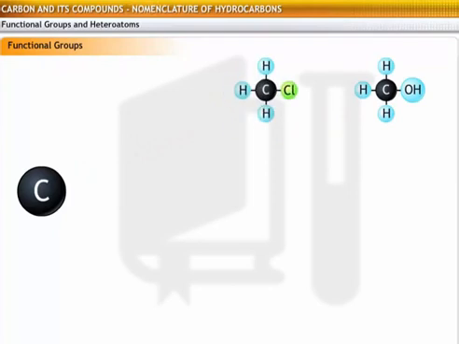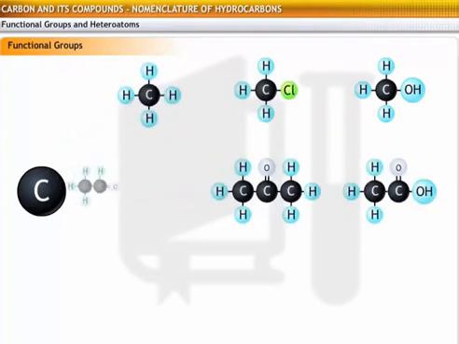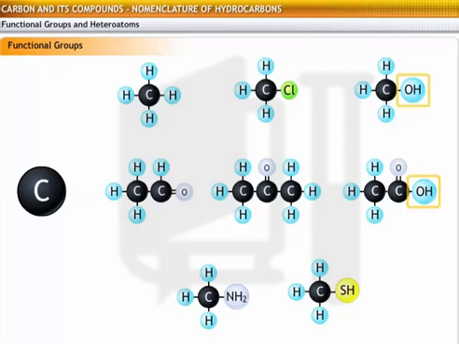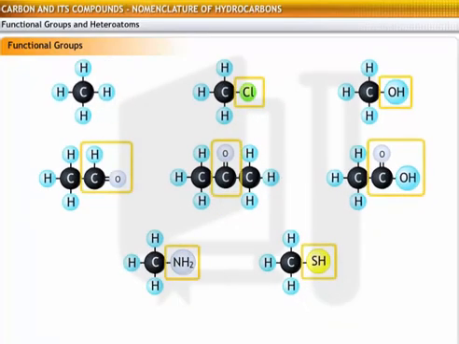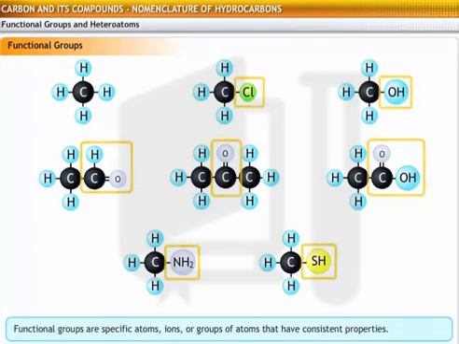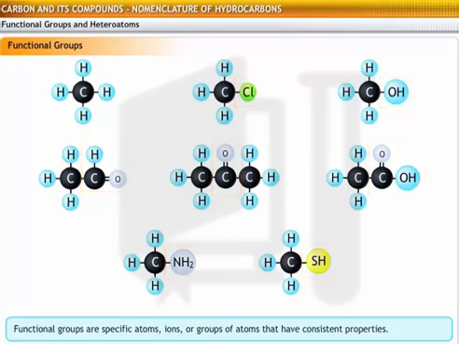About 10 million organic compounds are known to exist till date. Fortunately, organic compounds consist of a few similar parts combined in different ways. This helps us predict how a compound that we have never seen before may react by comparing how other compounds containing the same parts are known to react. These parts of organic compounds are called functional groups. Functional groups are specific atoms, ions, or groups of atoms that have consistent properties. A functional group makes up part of a larger molecule.